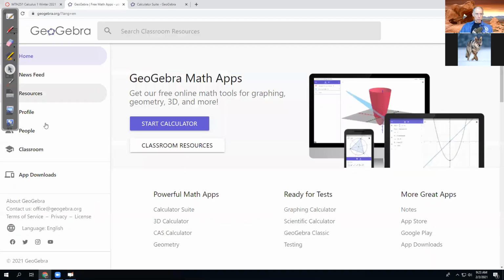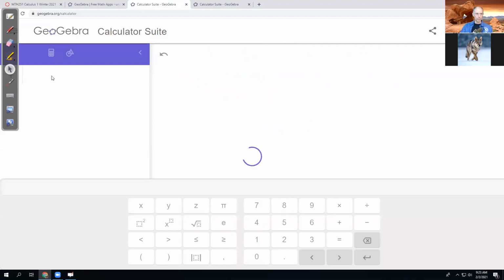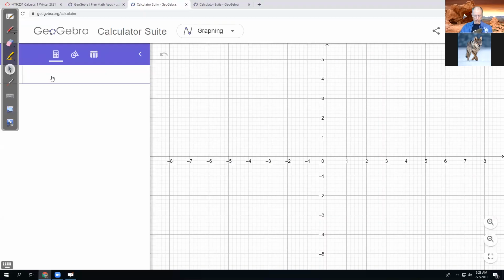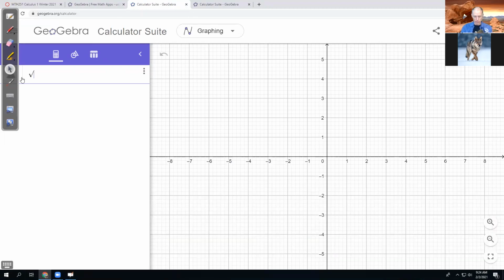So let's get a new GeoGebra screen for this one. I want the square root of, and there is a calculator button here that you can choose if you're not familiar with GeoGebra. I want the square root of 20 over 4.9. It's about 2.02-ish seconds.